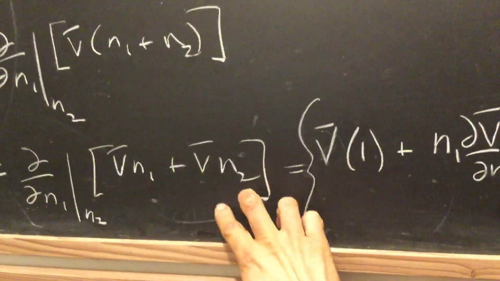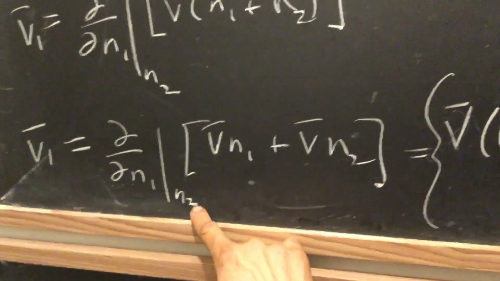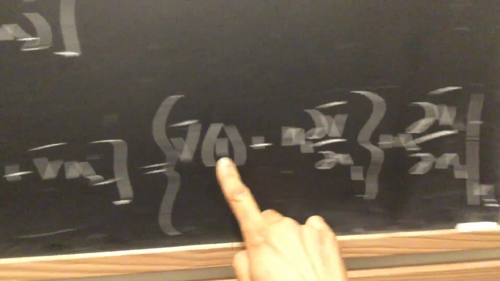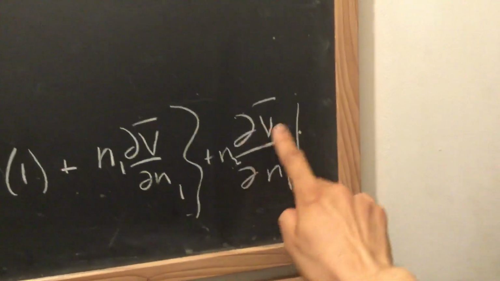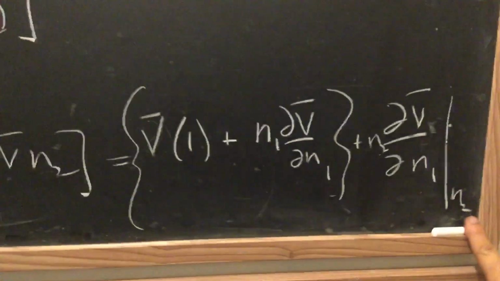Now for the second term, this N2 is held constant because we're doing this at constant N2. So we're going to take the derivative of this, but then keep the constant, right? So derivative of this, dV bar dN1, but keep the constant. This is a constant N2, okay? Cool.